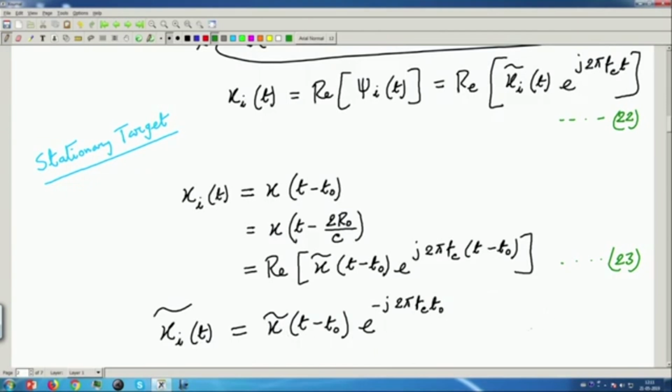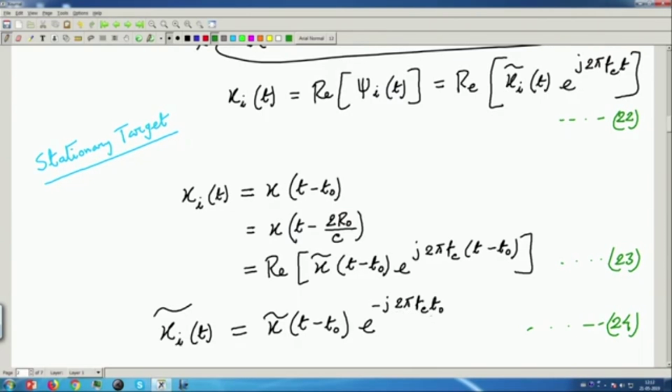So, this should be given a number 24. Okay. So, you can see that received complex echo is more than just the delayed version of the transmitted complex envelope. It has an additional phase shift. How much is the phase shift?